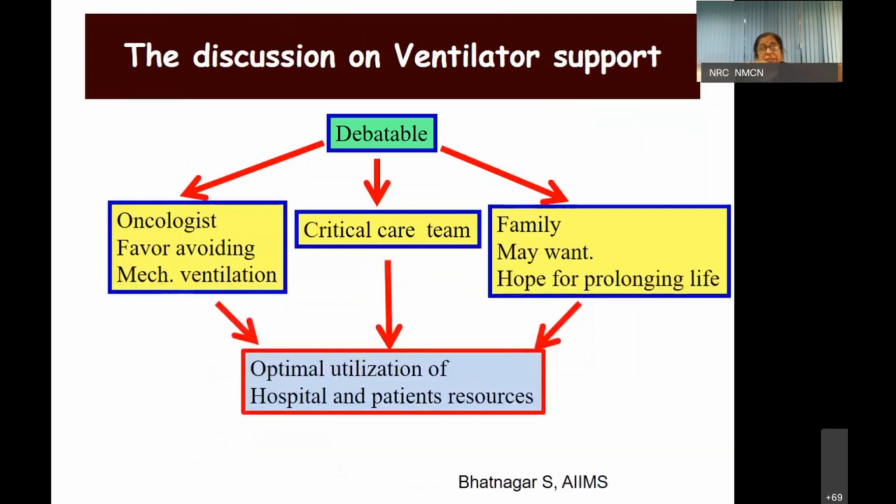Now, once they go to ICU, it seems the gravity is clearly towards ventilatory support, and again, we have to understand that ventilatory support always comes in a limited fashion. It has to be used in an optimal way so that the hospital and patient resources are optimally utilized.